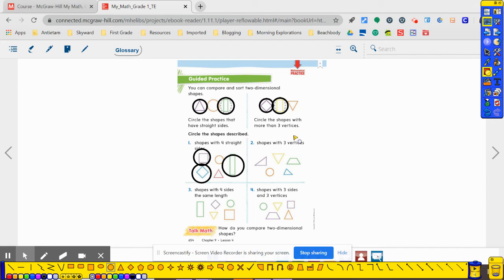Now what I want you to do is, for number 2, it says shapes with 3 vertices. So you are looking for shapes with 3 vertices. Now think to yourself first, what shape do we know that has 3 vertices, has 3 points? Okay, that should help you. Now circle all of the shapes that have 3 vertices. Go ahead, pause the video and unpause when you have them all circled.